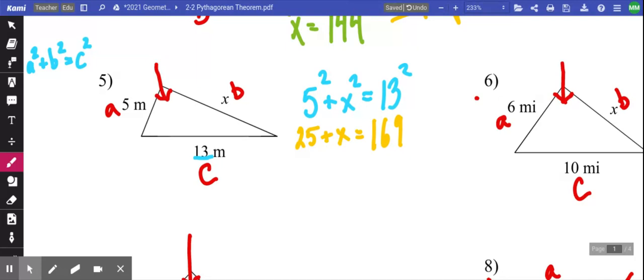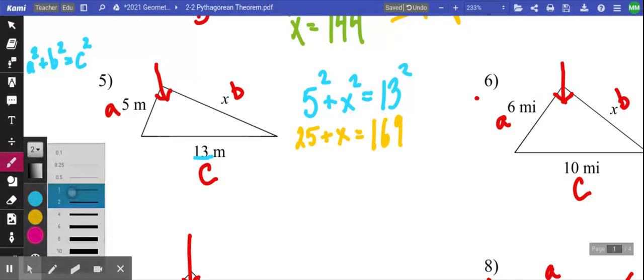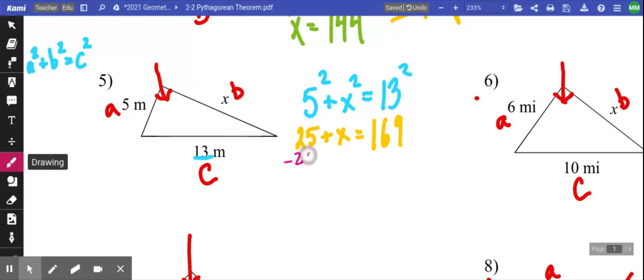So now what I need to do is, let me use a different color. Now we need to solve for X. This should be super easy. So I could do, let me switch this up, minus 25. Yeah. Minus 25. You got it. So we have X squared equals 169 minus 25. And I get 144.